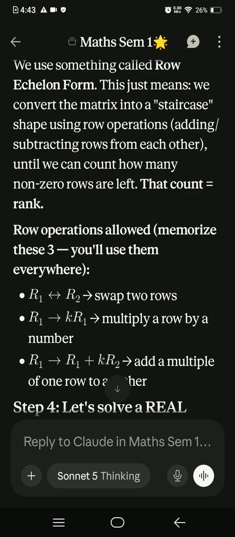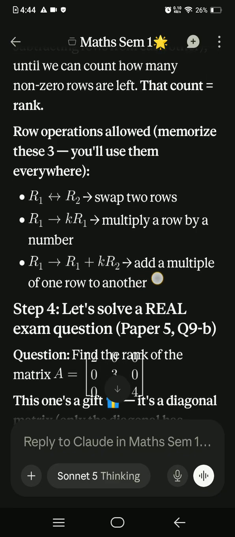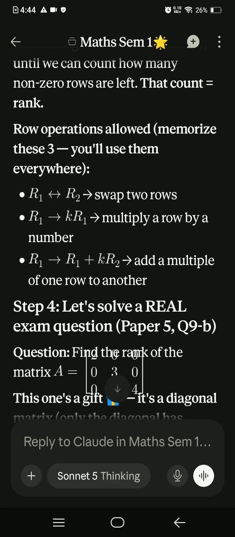Row operations allowed. Memorize these 3. You'll use them everywhere. First is row swapping. Swap 2 rows. We can do this in matrices, and somehow it doesn't change the answer, which is hilarious to me. I don't know how this works. So we can swap 2 rows or 2 columns, we can multiply a complete row or column by a number, and we can also add a multiple of one row to another to scale it up or down.